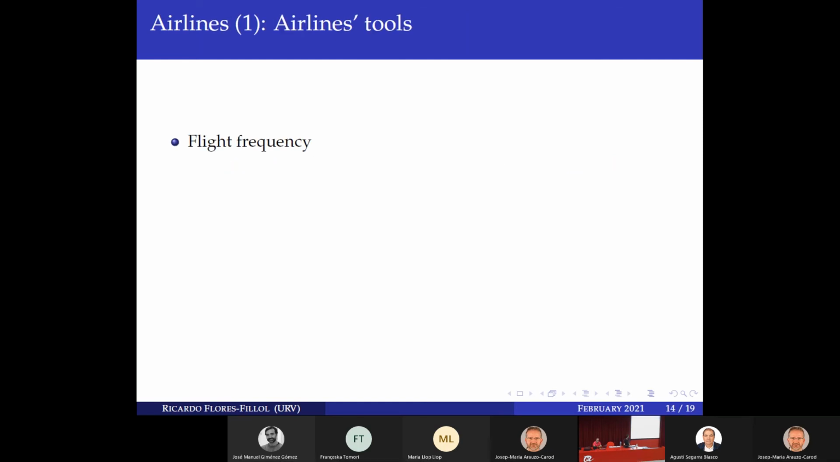Okay, so how can these measures affect the operators? How can these measures affect the airlines? Here you have to understand that congestion depends on frequency. So basically the congestion imposed by a small aircraft is almost the same as the congestion imposed by a big aircraft.